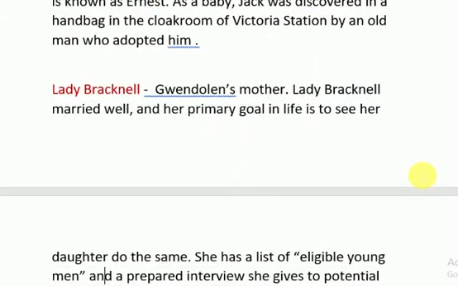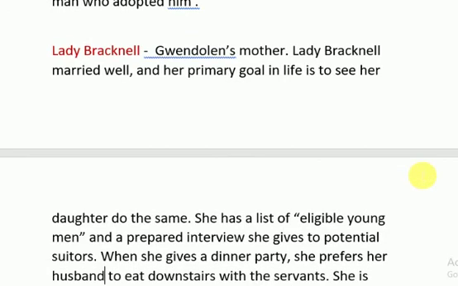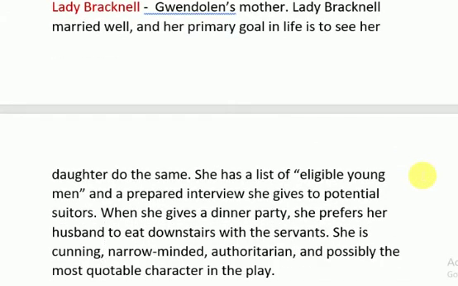So Lady Bracknell is Gwendolen's mother, the mother of the girl whom John wants to marry. Lady Bracknell married well, and her primary goal in life is to see her daughter do the same, that is, to marry a good eligible man. She has a list of eligible young men and a prepared interview she gives to potential suitors. When she gives a dinner party, she prefers her husband to eat downstairs with the servants.